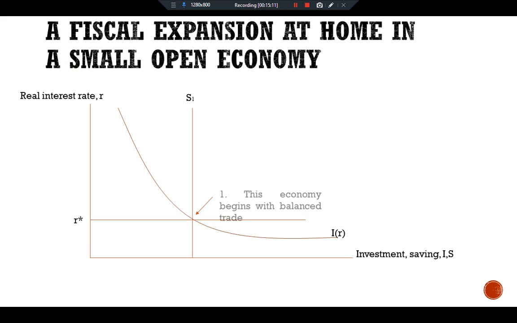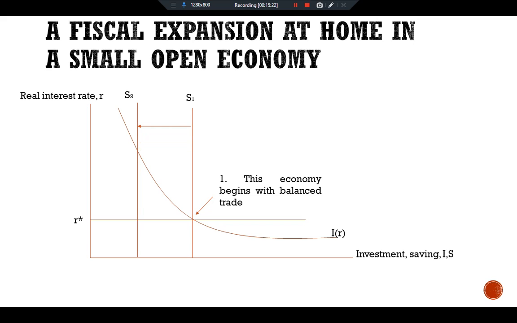So here the economy begins with balanced trade. Okay, an increase in government purchases, or a reduction in taxes or government revenue, reduces our national saving, and then our saving curve will shift to the left side. So we have the fiscal expansion reducing our saving. Then net exports is less than zero. We have a trade deficit here.